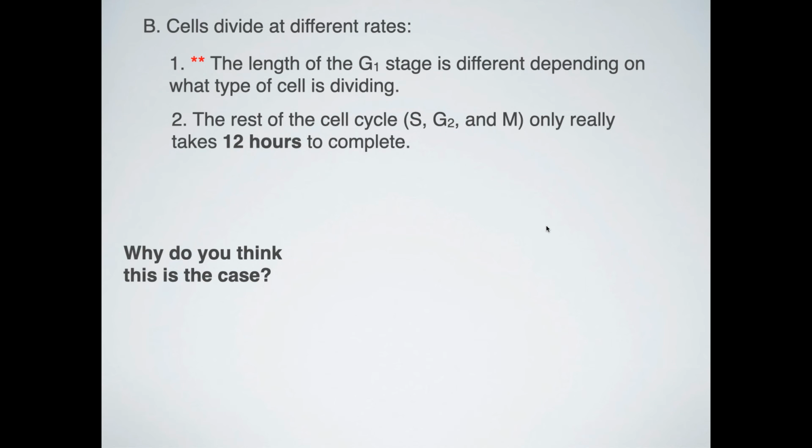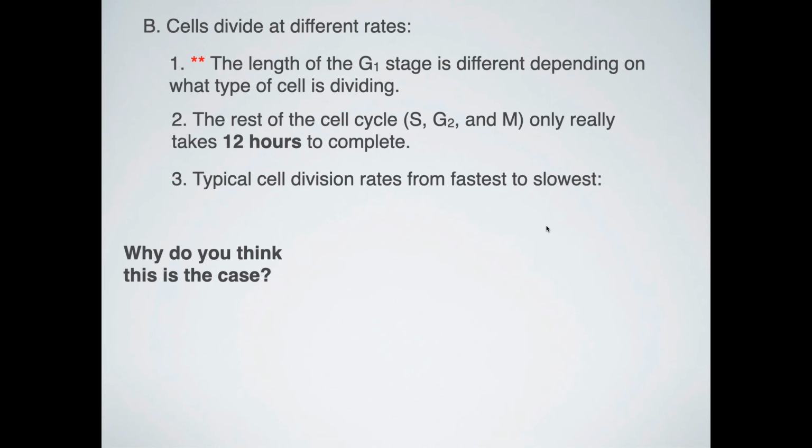But S, G2, and M only really take about 12 hours. So that's the reason why, when we had less powerful microscopes, they thought nothing was happening, because it looks like nothing is happening this entire time. And then all of a sudden, all this cool stuff happens really, really quickly. And so typically cell division rates from fastest to slowest are as follows.